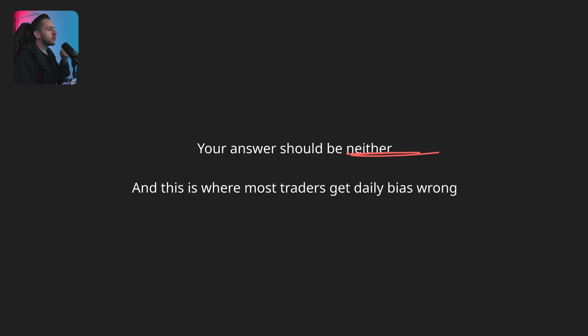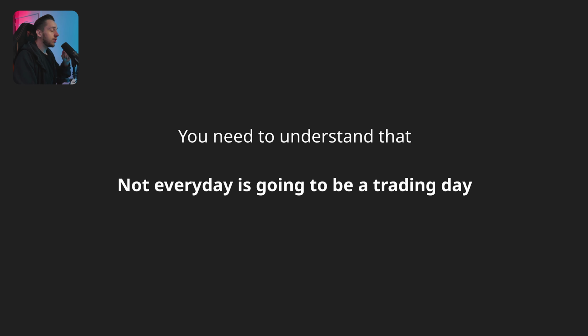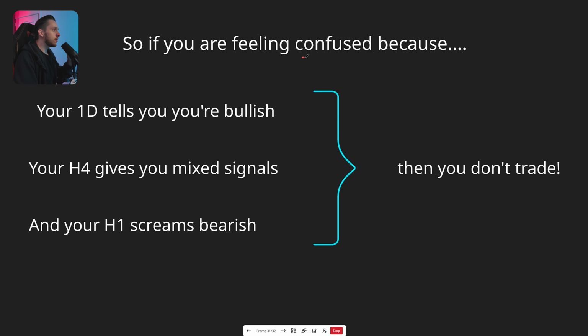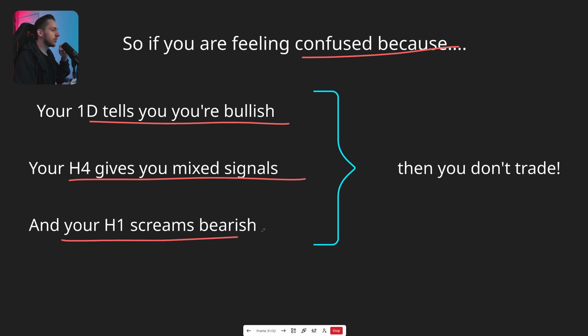And this is where most traders get daily bias wrong. They think that just because they have a bullish or bearish bias, they need to trade that day. You need to understand that not every day is going to be a trading day. So if you're feeling confused because your daily tells you you're bullish, your 4-hour is giving you mixed signals, and your 1-hour screams bearish, then you don't trade.